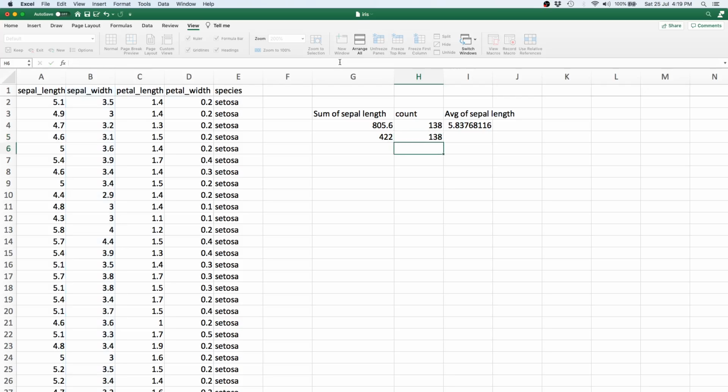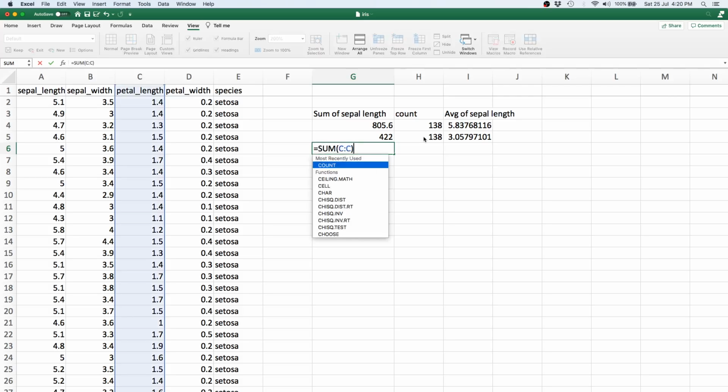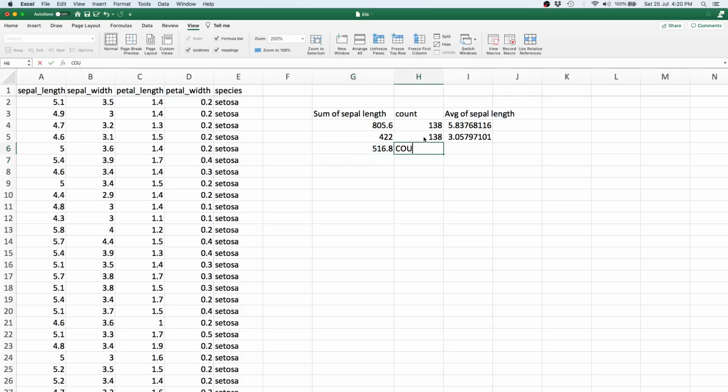So when I do that, it gives me 138, and then again I simply say that this is a formula which divides the cell which is G5 divided by the cell which is H5, and then I just press enter, and that's the average of the sepal width. Then again I can do the same with the petal length, which is C to C. Then again I do a count and made the same mistake again almost, C to C, and then I just say that this is a formula which is G6 divided by H6.